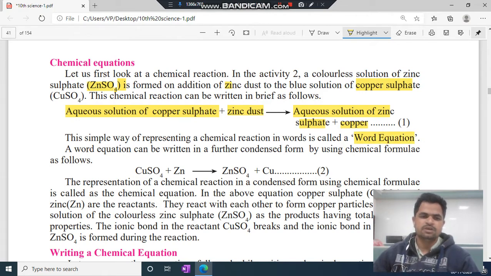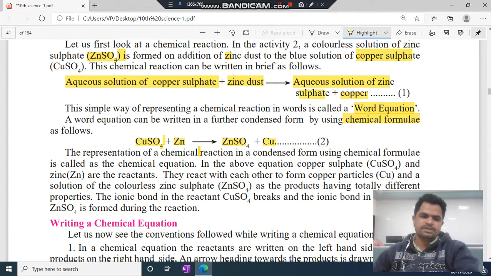Word equations can be written in a further condensed form, that is, using chemical formulae. By using chemical formulae we can write the word equation as copper sulfate plus zinc gives us, this arrow shows us that the reaction is going in the forward direction. So zinc sulfate is formed, and copper. This is the chemical formula equation. The representation of chemical reactions in condensed form using chemical formulae is called a chemical equation. This is the definition of chemical equations.